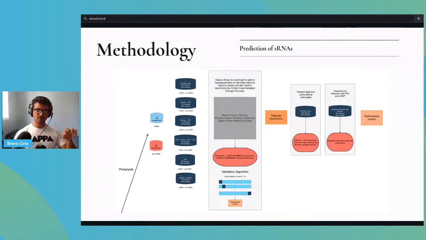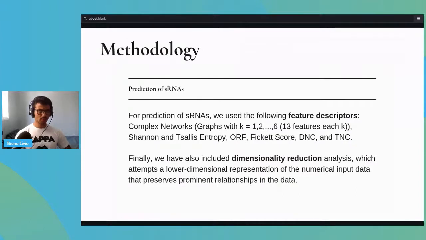In total, for this case study, we have used 182 sRNA versus 182 non-sRNA, which are the shuffled sequences for this pipeline. In addition, we have applied the MathFeature framework for feature extraction. And for the prediction of sRNA, we've used the following descriptors: complex networks, Chaos Game, Shannon entropy, open reading frame, Fickett score, and the dinucleotide and trinucleotide composition, the frequencies of these nucleotides.